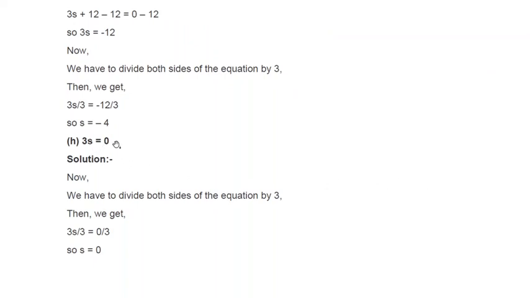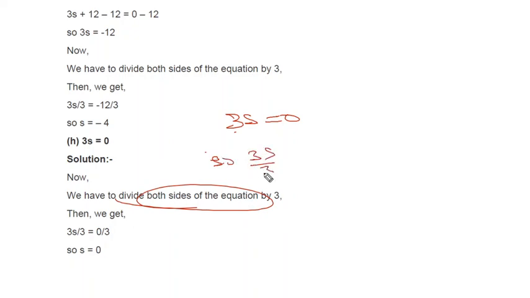3s equal to 0, okay, I'll do it. So here 3s equals 0. Now what we will do? We will divide 3 on both sides. So dividing 3 on both sides, what will happen? 3s by 3 equal to 0 by 3. Now 3 cancels. So s is equal to 0 by 3, which is 0. s is equal to 0.